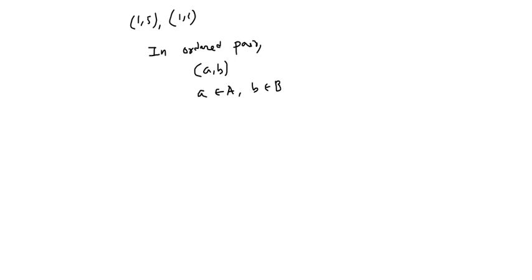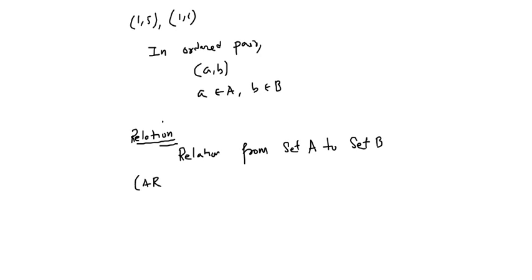Now you have also learned regarding relations. So what is a relation? What is the definition of relation you have learned? You have learned that a relation from set A to set B, how do you denote it? We generally denote it like this: R is actually a subset of A cross B.